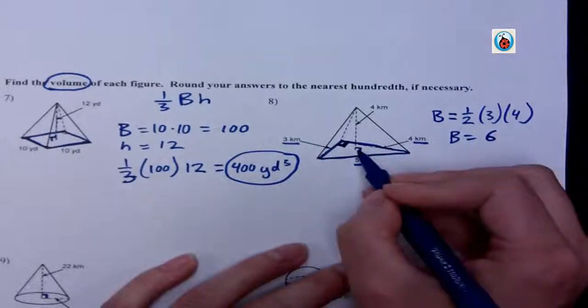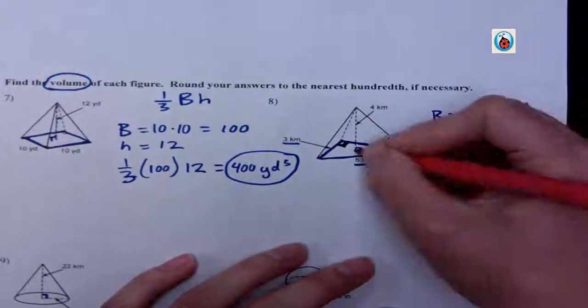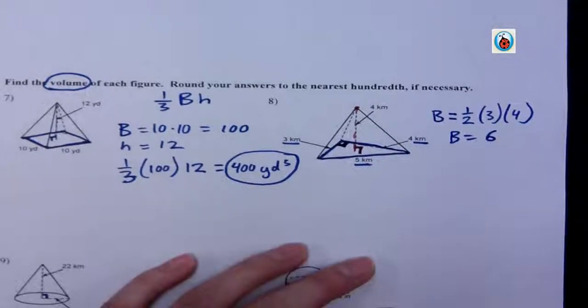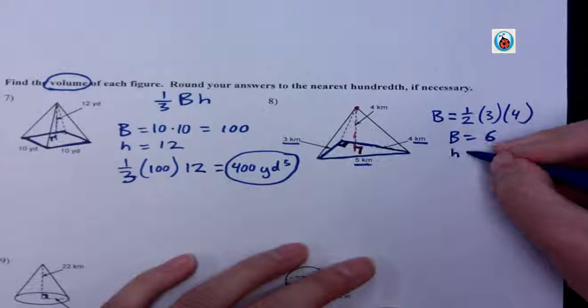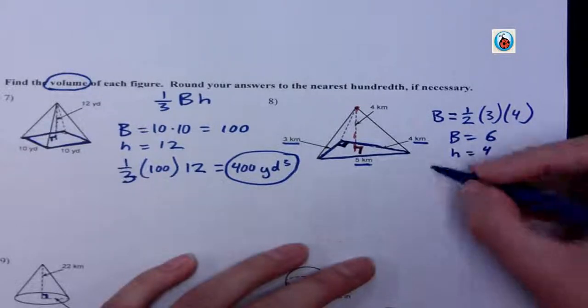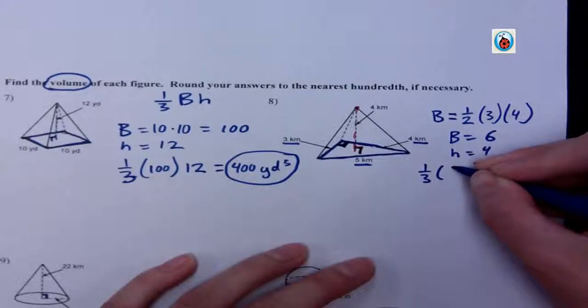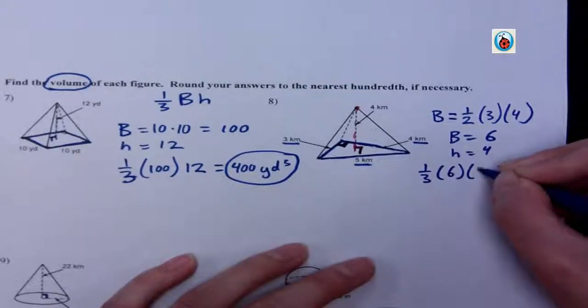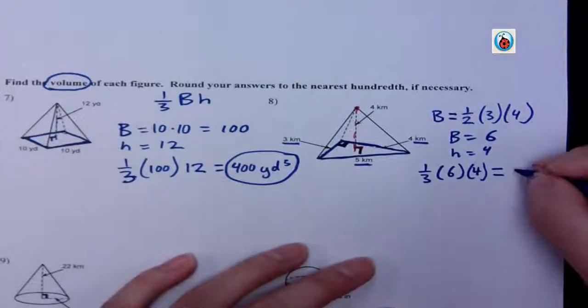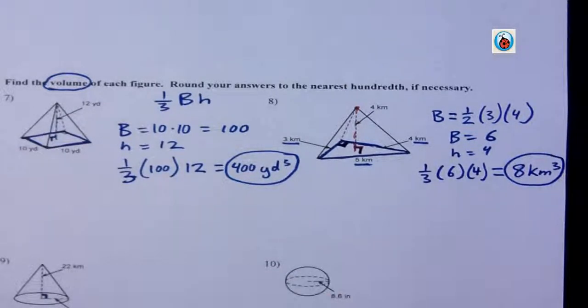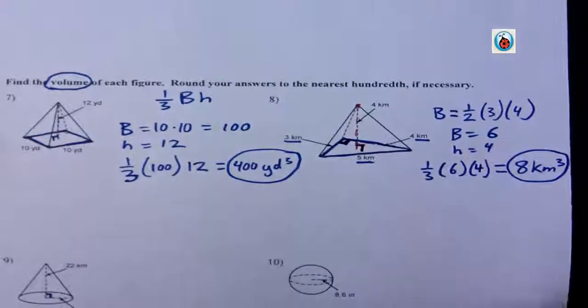Alright, and then I look at my vertical height, so from the base with this right angle all the way up to the tip top is 4. So the height equals 4. And so then it's just 1/3 times the area of the base times the height, which is 4, which equals 8. Nice small numbers. You can mental math them if you're good at that.